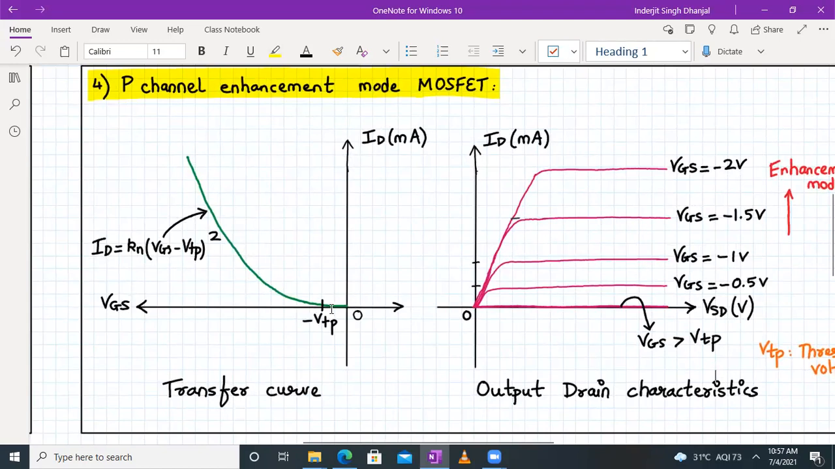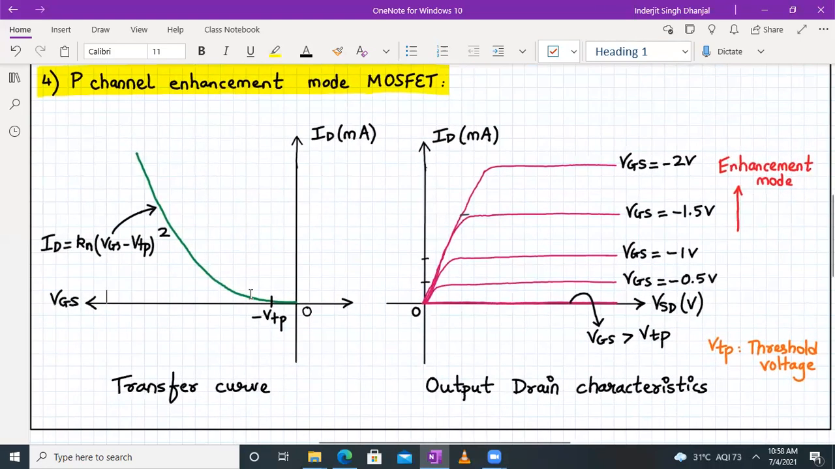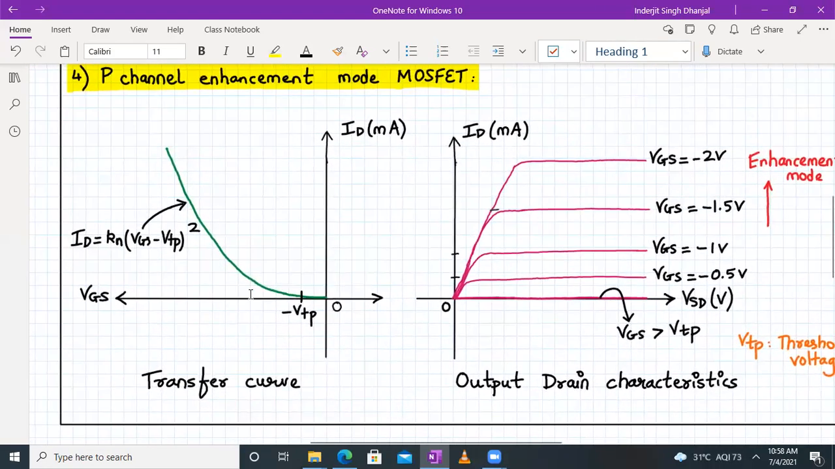As you can see, for VGS values greater than VTP, the device is off. This curve is also given by a similar equation. ID is equal to, here actually it should be Kp, not Kn, because here the device gain constant is different. So ID will be equal to Kp times VGS minus VTP, the whole square. So this is the transfer curve and the output drain characteristics for a P-channel enhancement mode MOSFET.